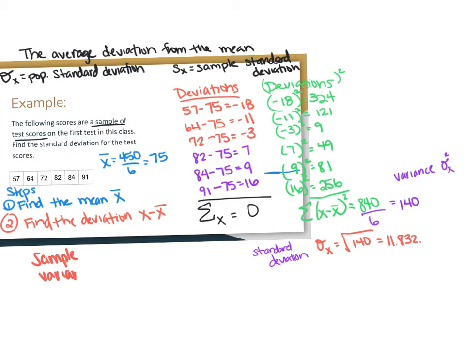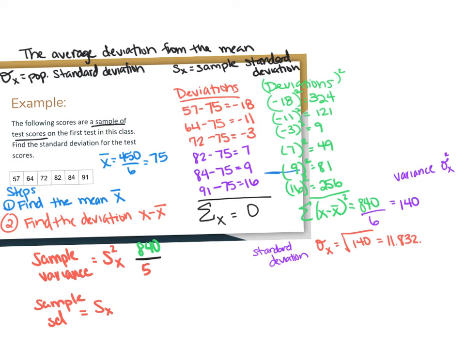The sample variance is equal to s squared x. And the sample standard deviation is equal to s of x. And so to find the sample standard deviation, I'm going to take that 840, and instead of dividing it by 6, I'm going to divide by 1 less, which is 5. And the reason I do that is because when you divide by a smaller number, it makes things bigger.